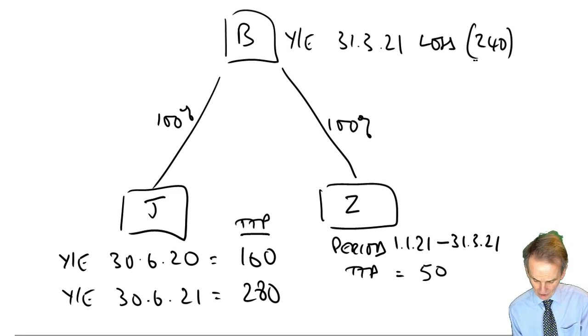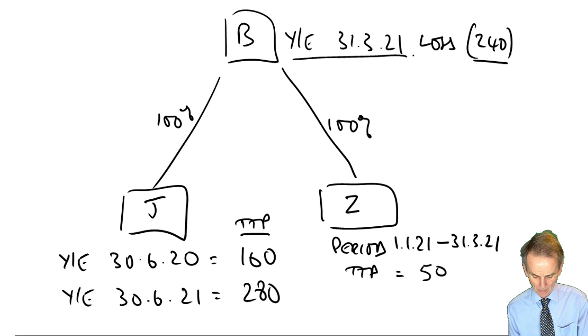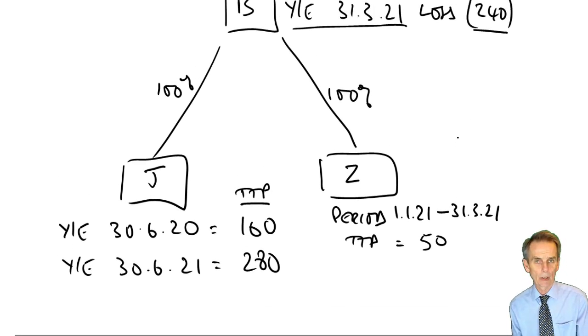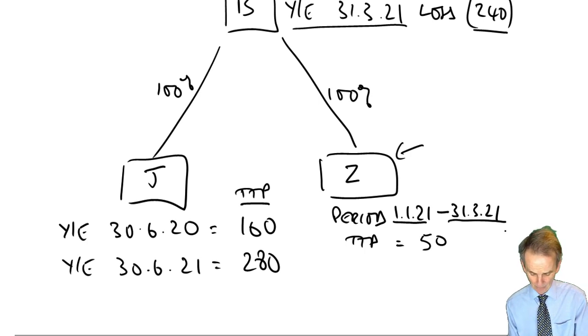We've got all that loss of 240 for the year ended March 21, and we've got 2 companies, 2 wholly owned subs, within which it may be group relieved. The first issue, if we look at Z, it only started to trade on the 1st of January 21, so it only had a 3-month period to the 31st of March.